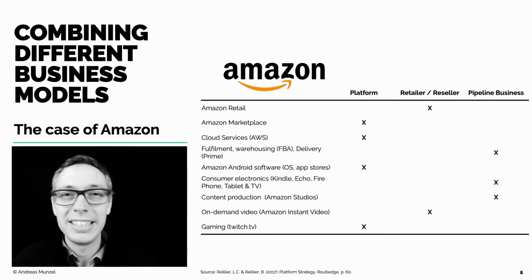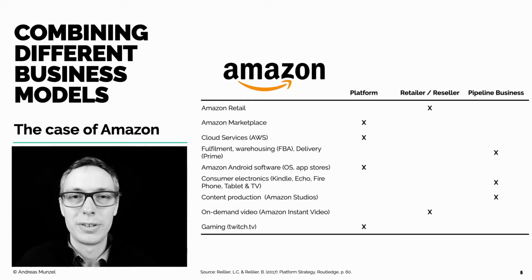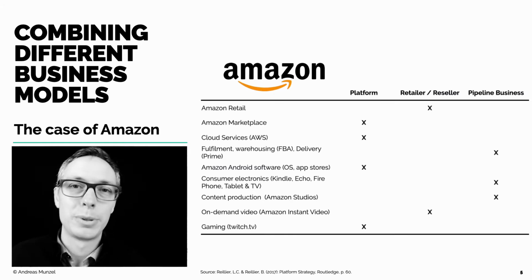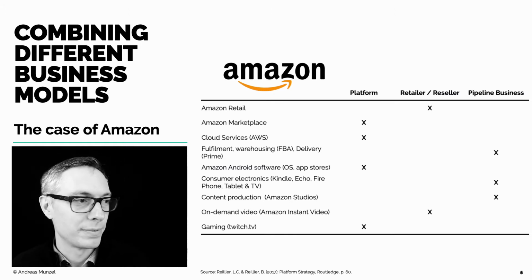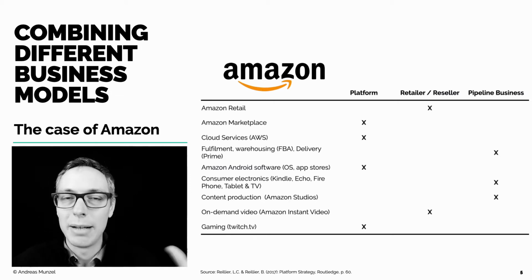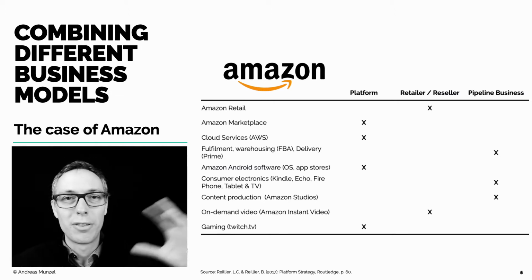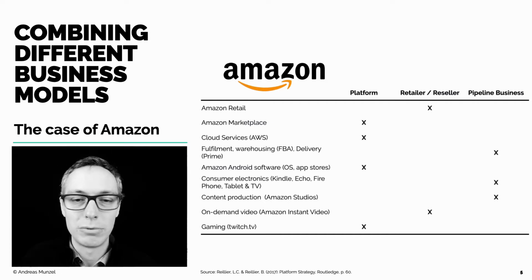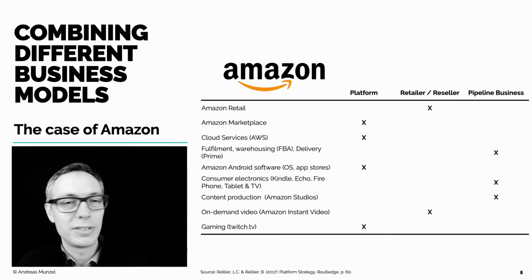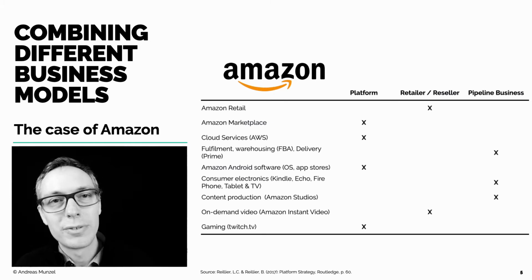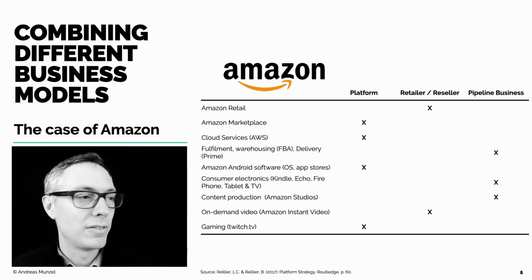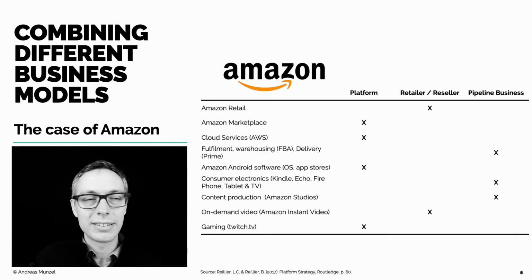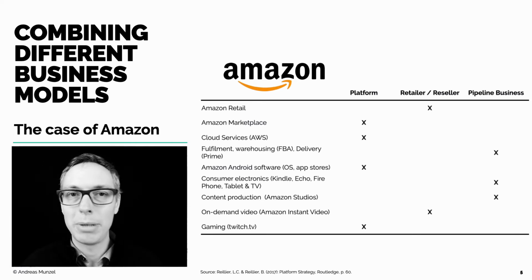From time to time, you see that different parts of the companies actually have different business models. One example is here on the slide with Amazon. You have again this three-part analysis here with platform, retailer or reseller, and pipeline business. If you take the different activities of Amazon on the left, row by row, you see that some are platforms, some are retailing, some are pipeline business.